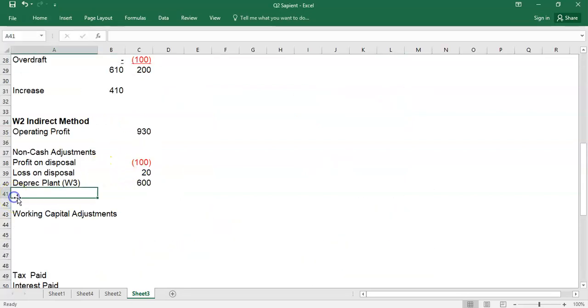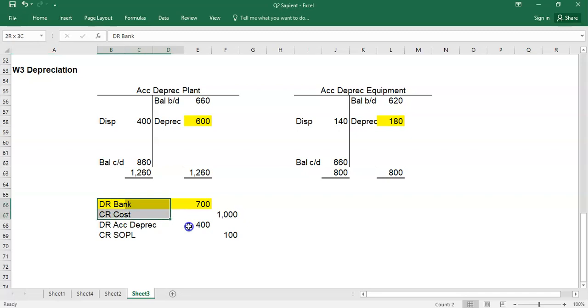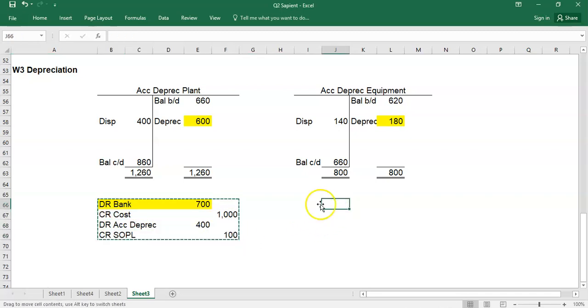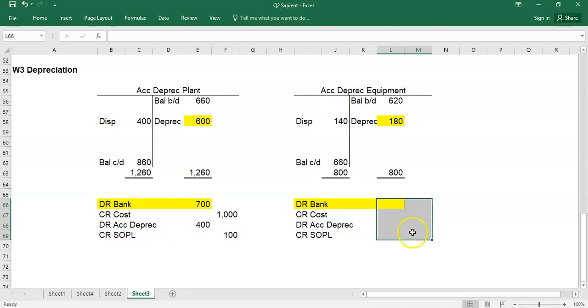So here, depreciation equipment, working 3. And again, you're adding back 180 because it's a non-cash expense. So that just leaves us with the debits and credits. You copy the debits and credits over. And we're trying to figure out how much was in bank.